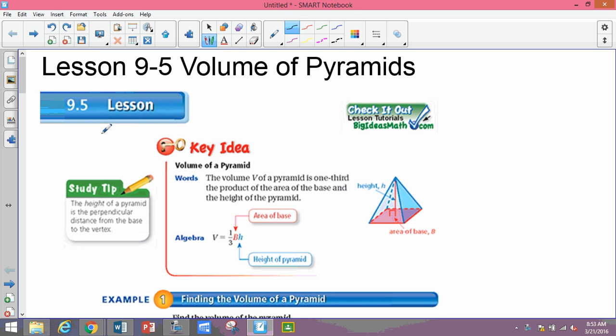Okay, this lesson is 9-5, volume of pyramids. So the volume of a pyramid is 1/3 the product of the area of the base and the height of that pyramid.